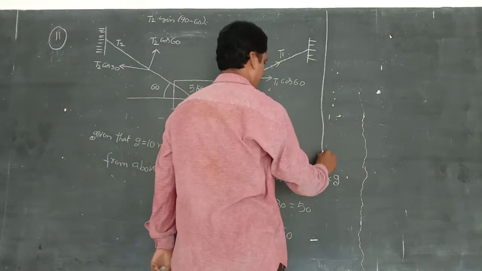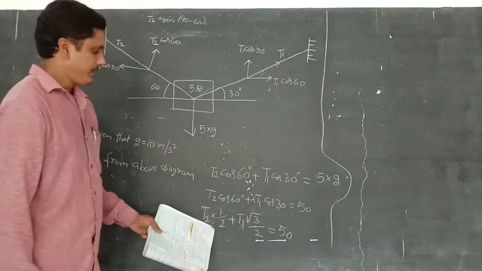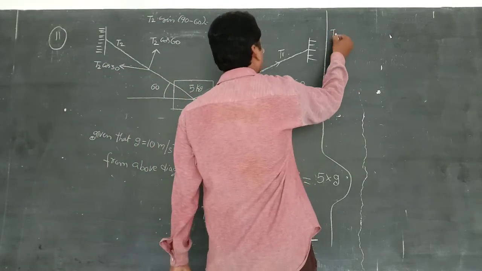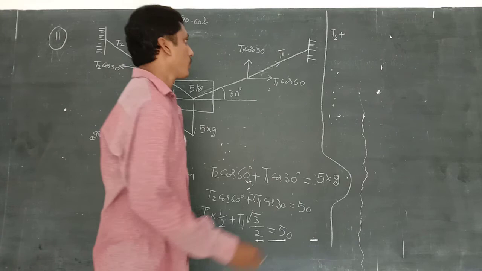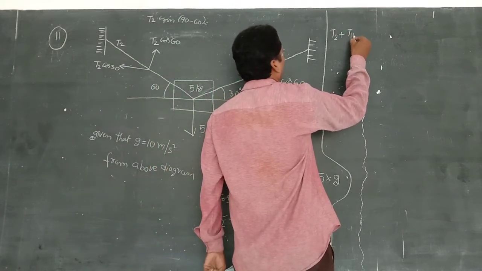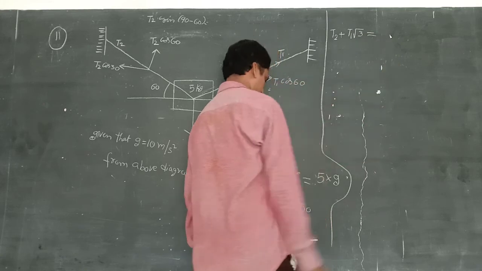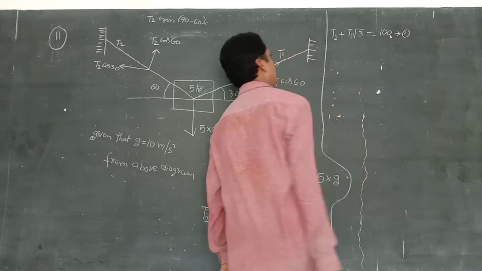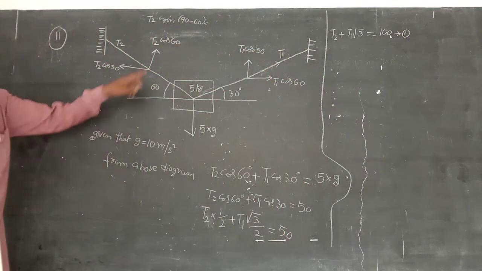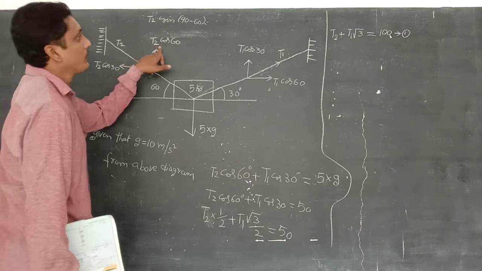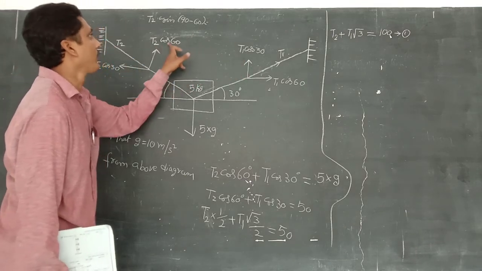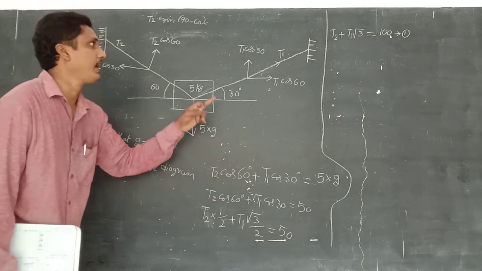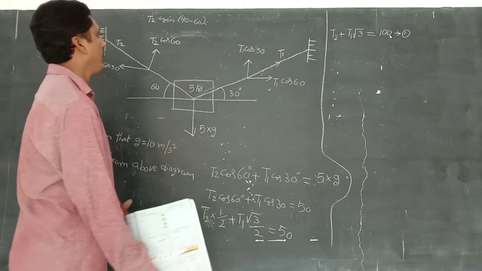Next, the LCM is 2. Multiplying 50 by 2, we get T2 plus root 3 into T1 is equal to 100. This is equation 1. The sum of the vertical components of T1 and T2 is equal to the weight of the body. So T2 plus root 3 T1 is equal to 100.